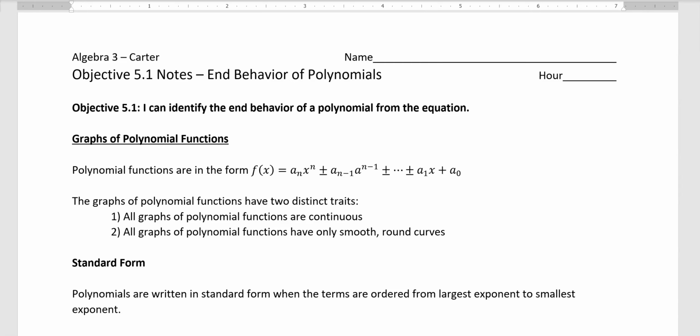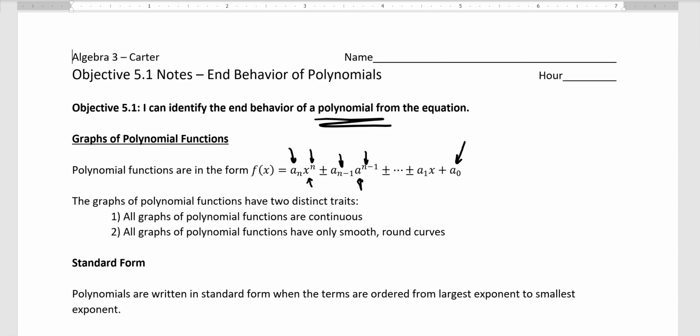Unit 5 is all about polynomials, and polynomials are functions in the form of a coefficient, a variable, and an exponent. And then we add or subtract another coefficient, and then variable, and then exponent, and we go down the line all the way till we get to a constant.